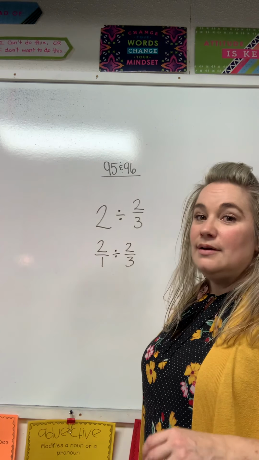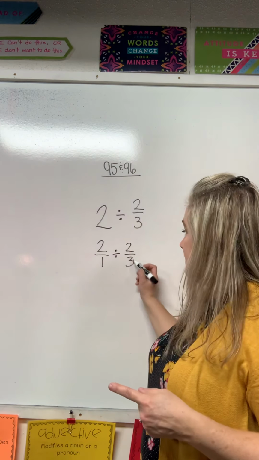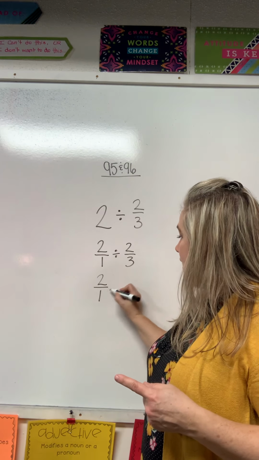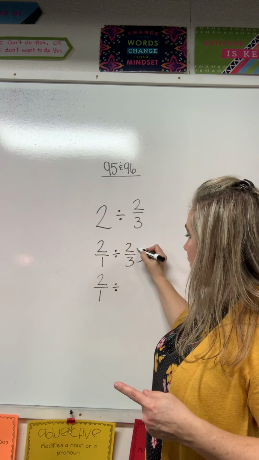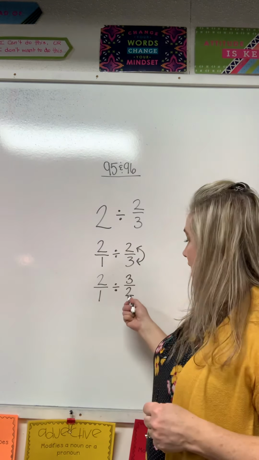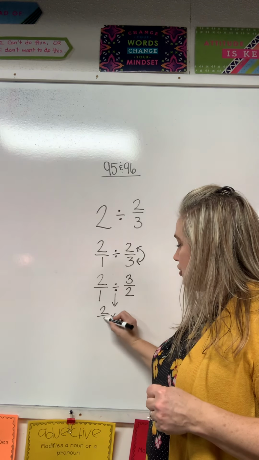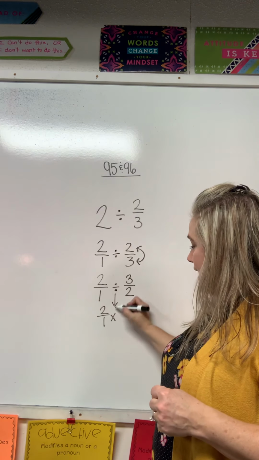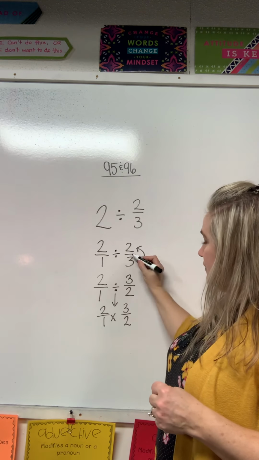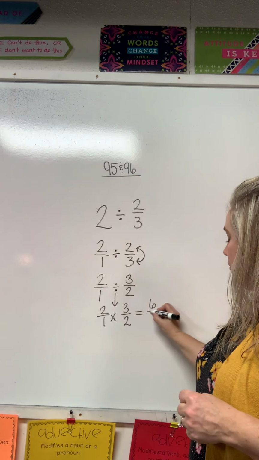Now that I have a fraction on both sides, my first step is to make a reciprocal out of this second number. So I'm going to say 2/1 divided by, I'm going to invert this fraction to make a reciprocal, 3/2. And now that I've made a reciprocal, the division sign becomes multiplying. So the first fraction stays the same, and I make my division sign into a multiplication sign. And now we solve. 2 times 3 is 6. 1 times 2 is 2.